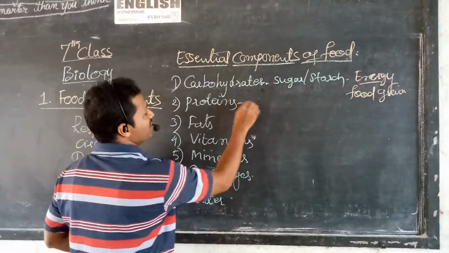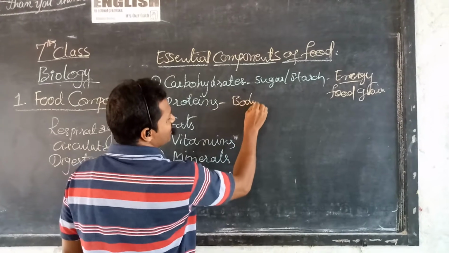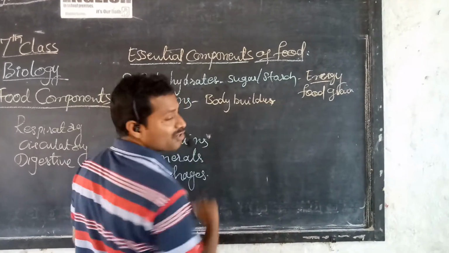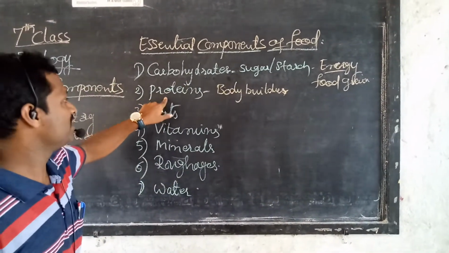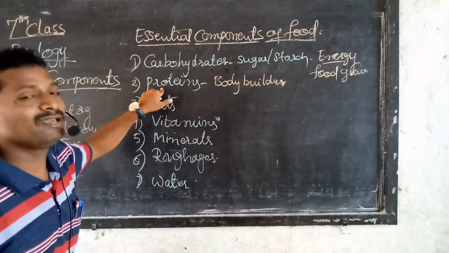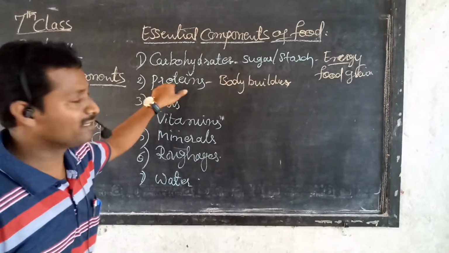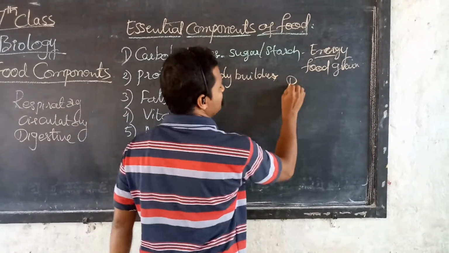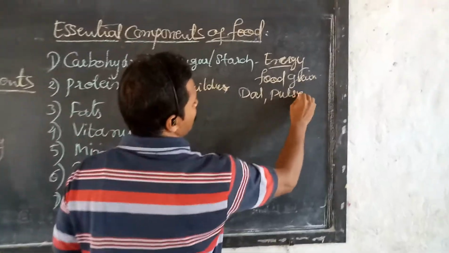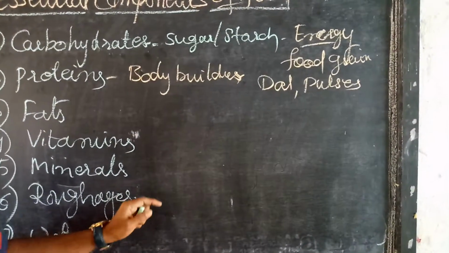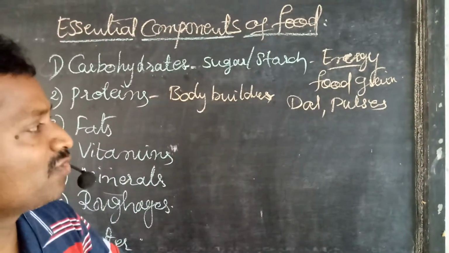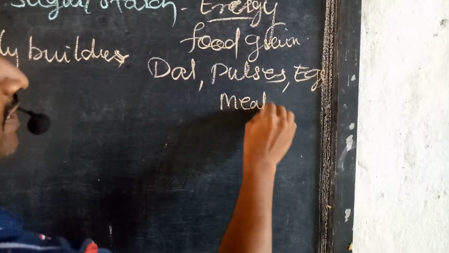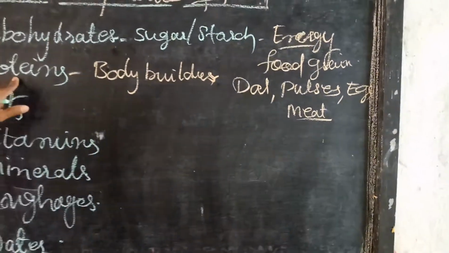Next component, proteins. Proteins are called body builders. To build our body strongly, we have to take more quantity of protein. It is also a natural substance present mainly in animal food, animal meat like chicken, mutton, fish, prawn, and also dal and pulses. Pulses means red gram, green gram, Bengal gram. And beans, egg and meat, flesh of animals, all contain rich sources of proteins.